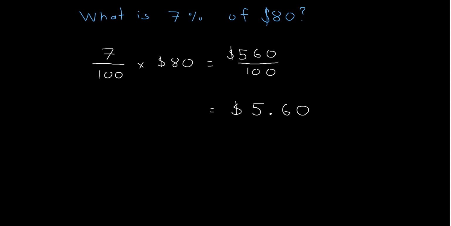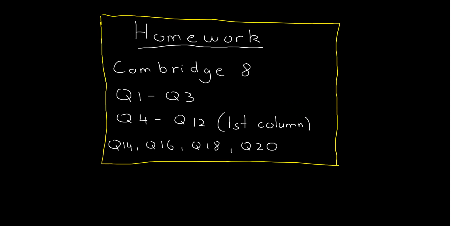Okay, so that's it. Let's take a look at some homework where you can practice this. So we're going to be doing Cambridge 8, exercise 4G. You're going to be doing questions 1 to 3, 4 to 12, and just the first column of 4 to 12. If you really want to do them all, you can, but you only have to do the first column. And question 14, 16, 18, and 20.